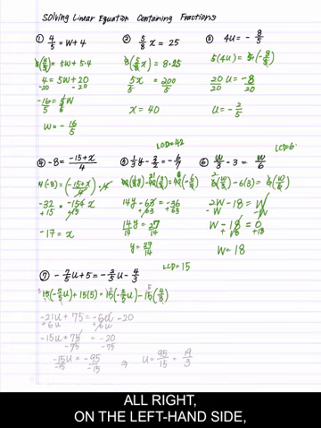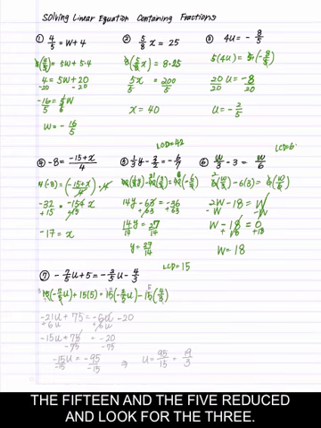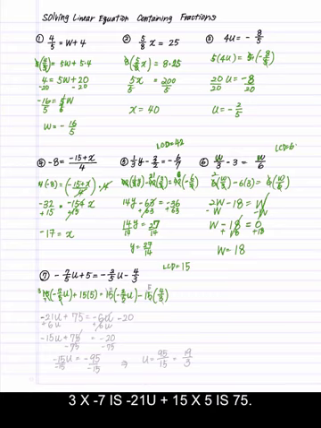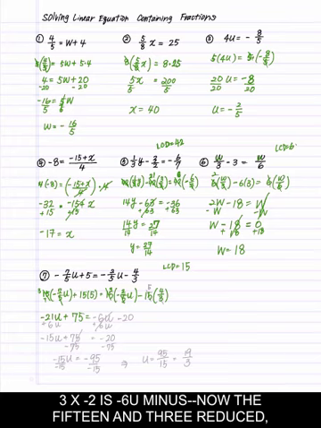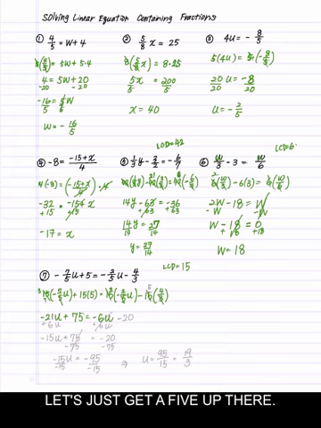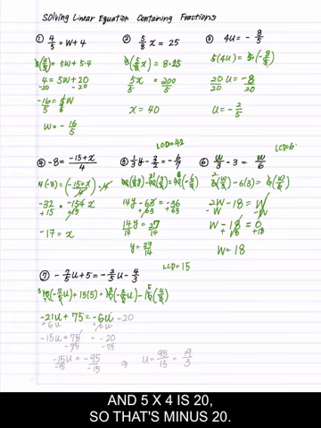All right, on the left-hand side, the 15 and the 5 reduce. I'm left with the 3. 3 times negative 7 is negative 21U. Plus 15 times 5 is 75. Next up, we have 15 over 5, which gives me 3. 3 times negative 2 is negative 6U. Minus, now the 15 and the 3 reduce, and I just get a 5 up there. And 5 times 4 is 20, so that's minus 20.